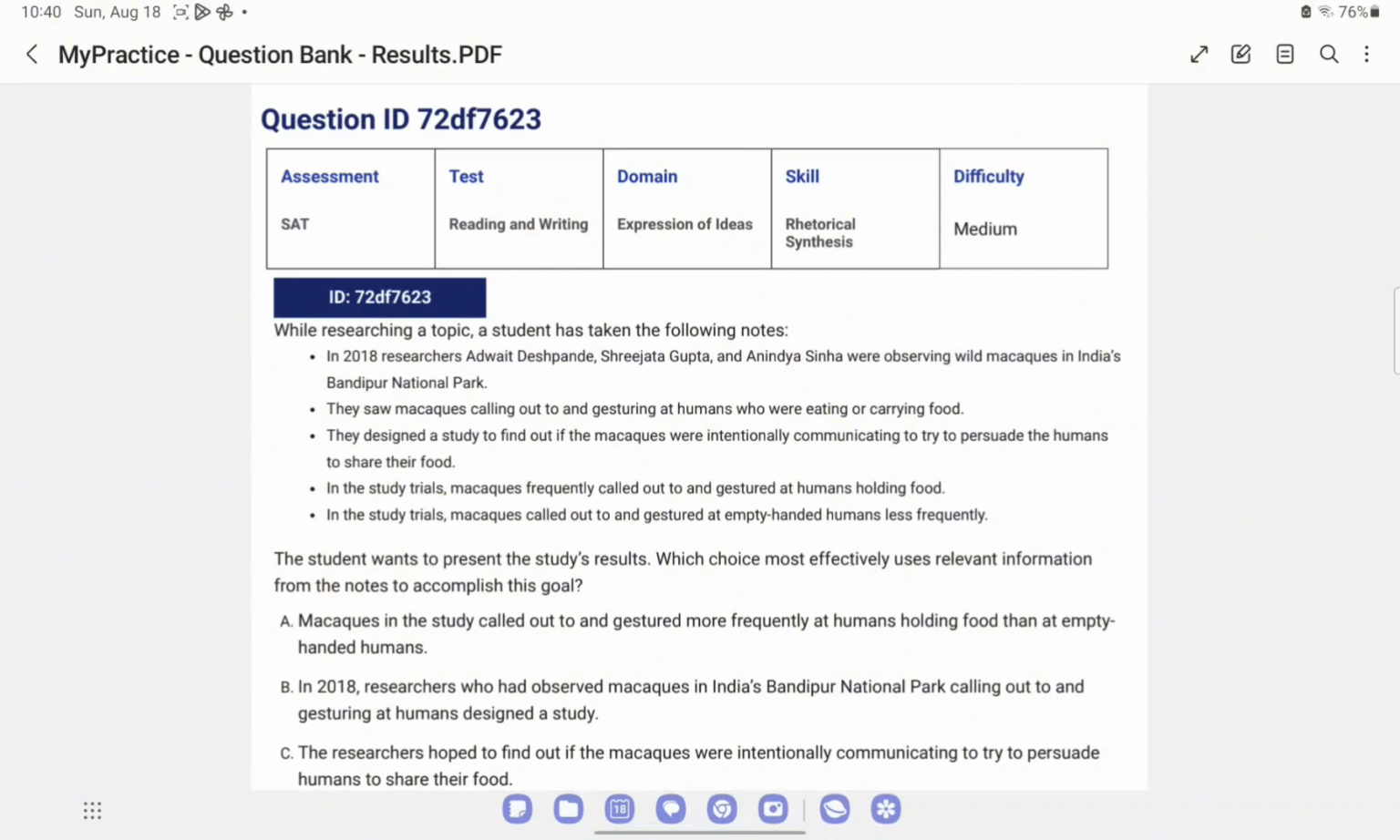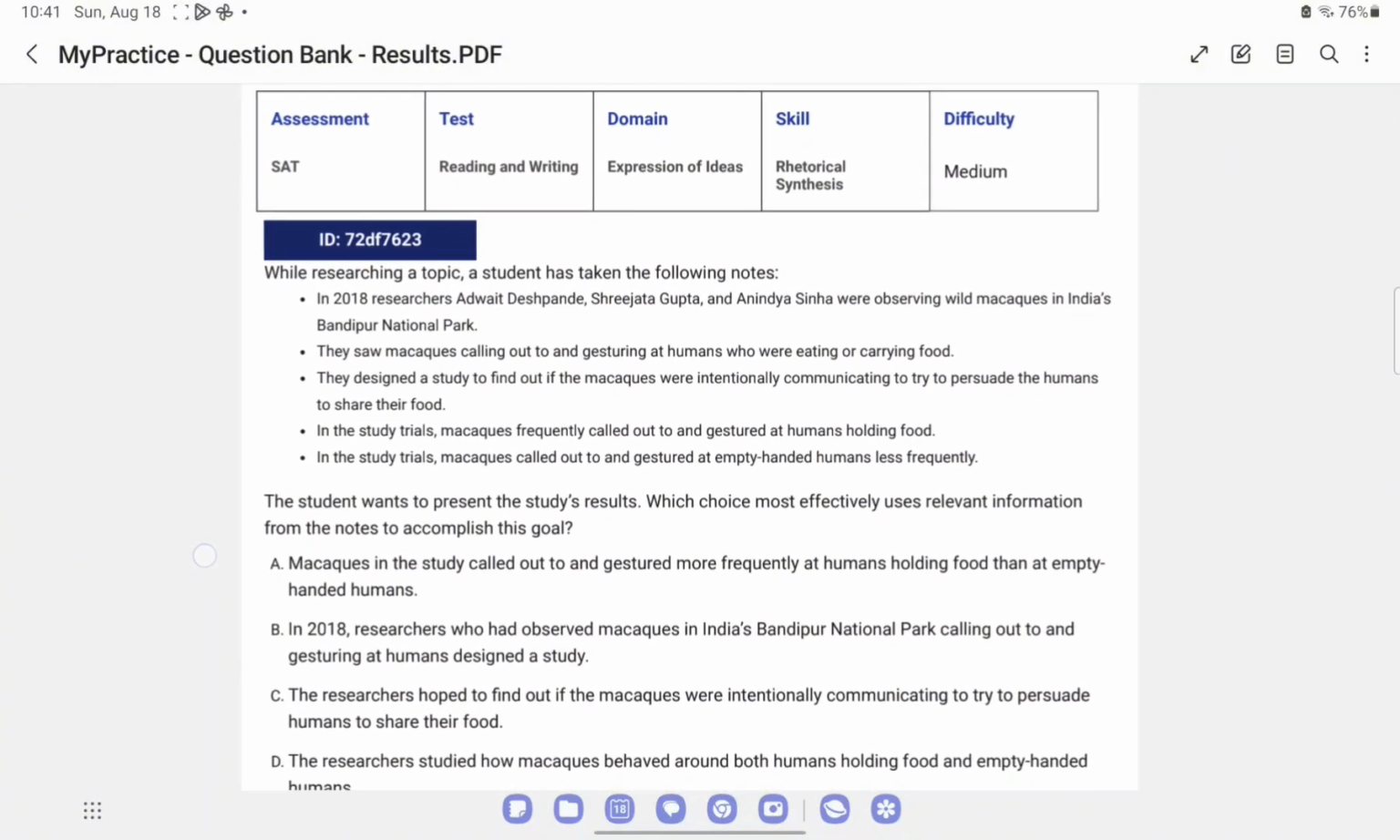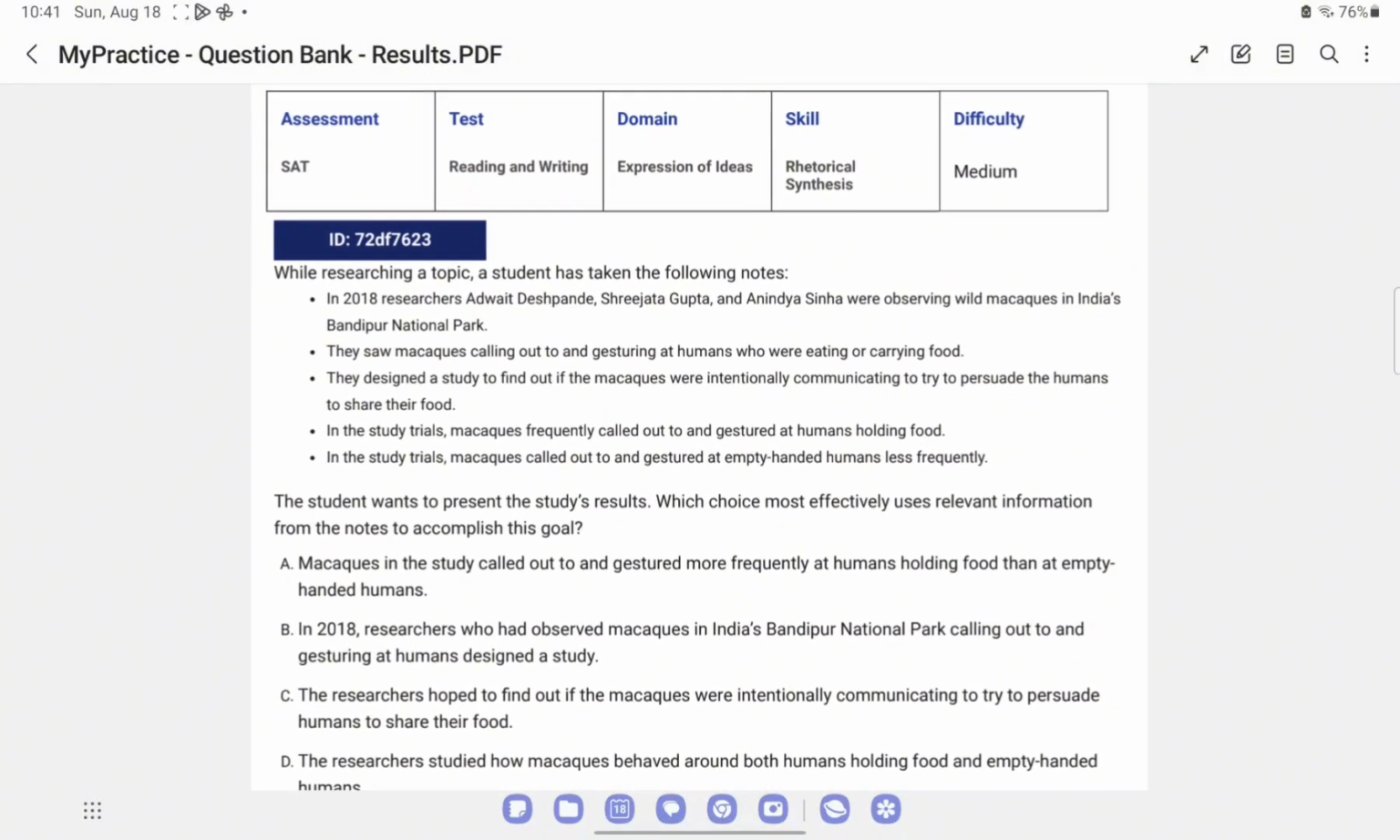When researching a topic, a student has taken the following notes. So the first thing I can say about this type of question is that usually you do not have to read the notes. Usually you just have to read what the student wants to do with the notes. So here, for example, it says they want to present the study's results. So we just have to find an answer choice that talks about the study's results.